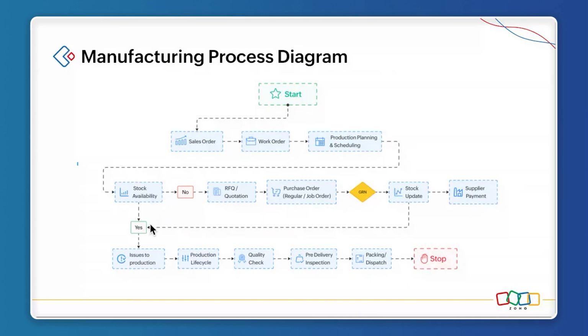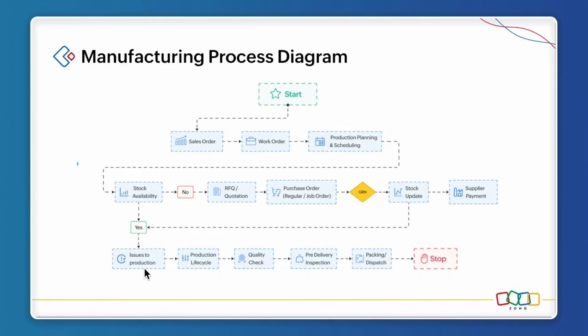Whereas if the stock is available, as I mentioned, you will be creating the production order, where you will be creating the work order, and in the work order you will be allocating different employees, different workstations, and different workspaces. Based on the different work orders that you are creating, the employees will start working on it, right?